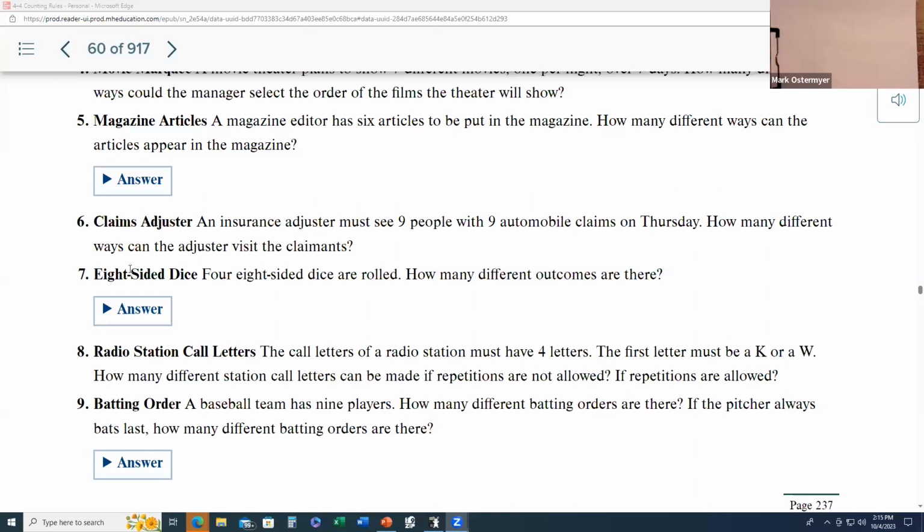All right. Still with classwork number 3. I want you to do problem number 8. The call letters of a radio station must have 4 letters. The first letter must be a K or a W. How many different station call letters can be made if repetitions are not allowed, if repetitions are allowed? Now, we will assume that there's only uppercase letters in the call sign of the station. No lowercase letters, all uppercase letters. Go ahead and do problem number 8. This is also part of classwork number 3.